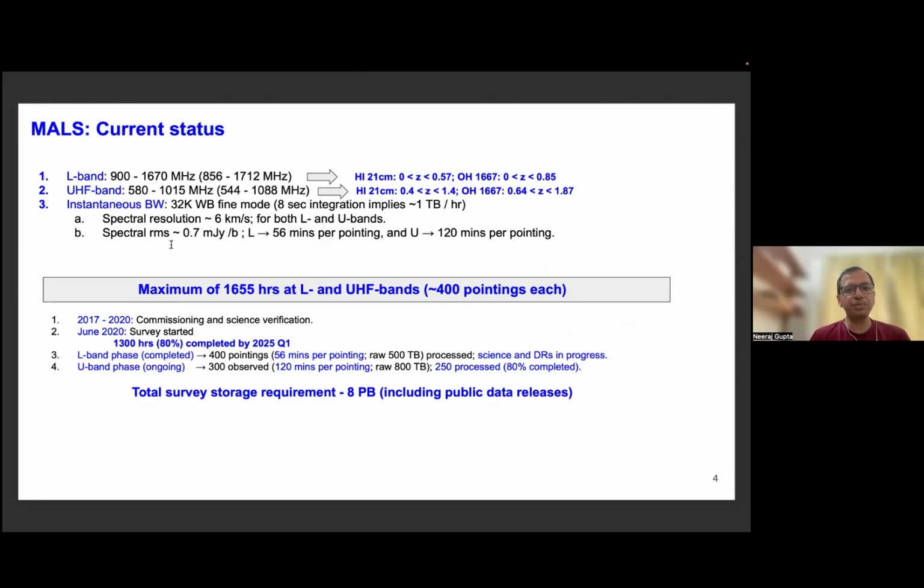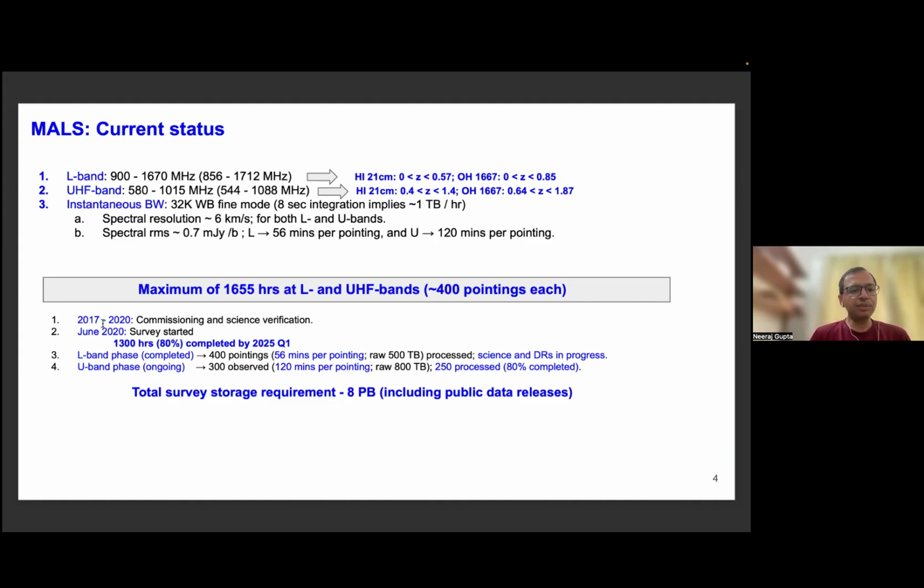What we are trying to do is to observe about 400 pointings over the sky at a spectral resolution of 6 kilometers per second. We aim to reach a spectral RMS of 0.7 millijansky per beam at this spectral resolution. The idea is to get uniform sensitivity across the band, so we integrate at L band for 56 minutes and at UHF band for 120 minutes. That's because at UHF band the system temperature is somewhat higher, so we need to integrate a little bit more to get to the same spectral RMS.